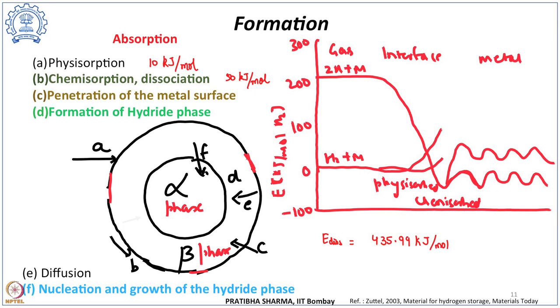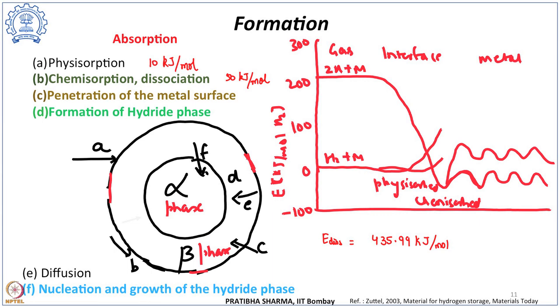Now, these hydrogen atoms which get chemisorbed onto the surface have high surface mobility, and they interact with the other surface atoms and form different phases, and thus that gives rise to a very high surface coverage. Now after they get chemisorbed, they penetrate inside the metal surface and enter into the matrix, the interstitial positions that we have seen in the previous slide. They enter into the metal matrix and start to form hydride phase by means of diffusion.